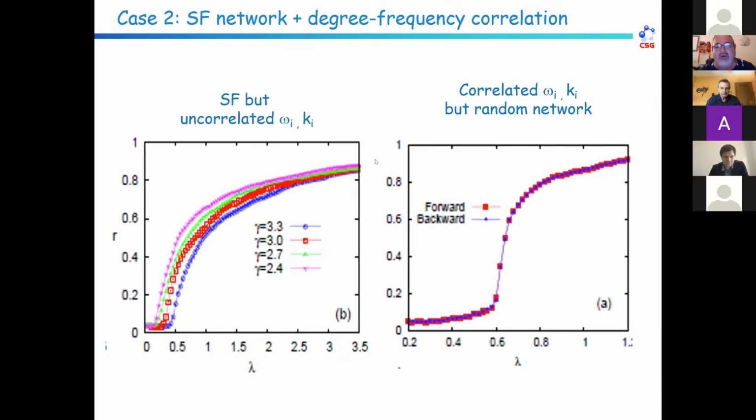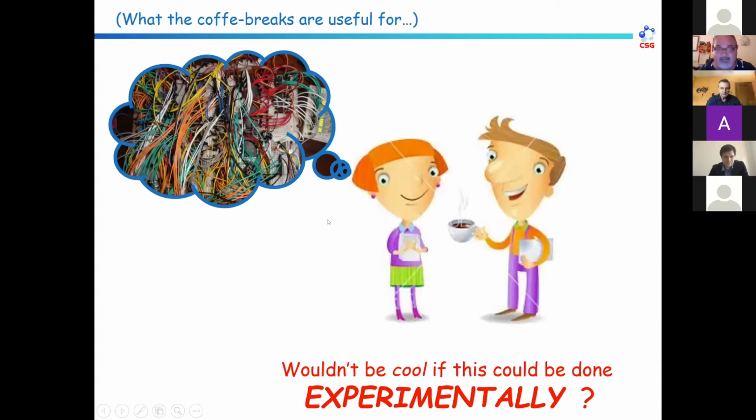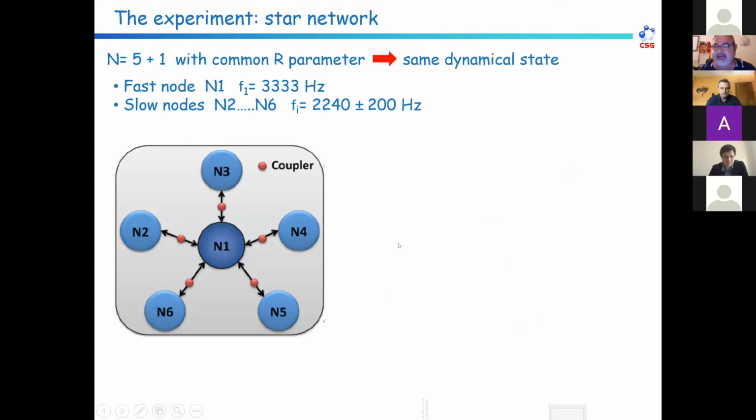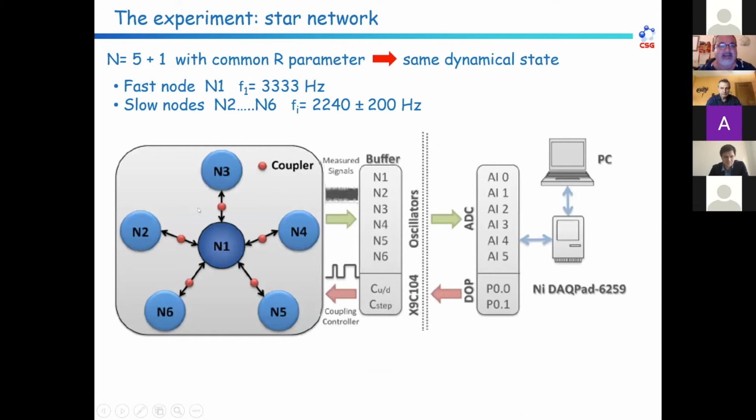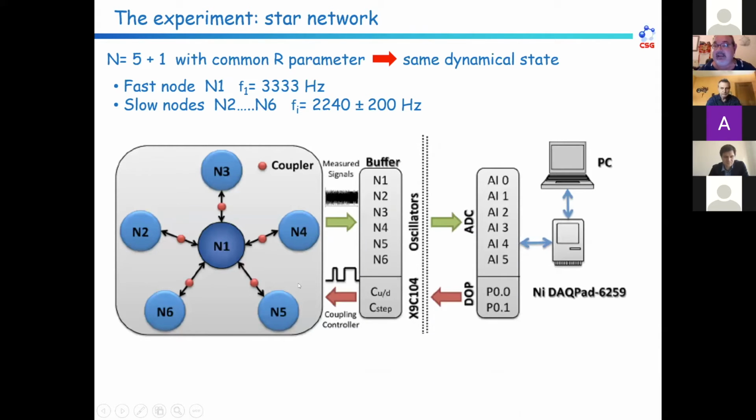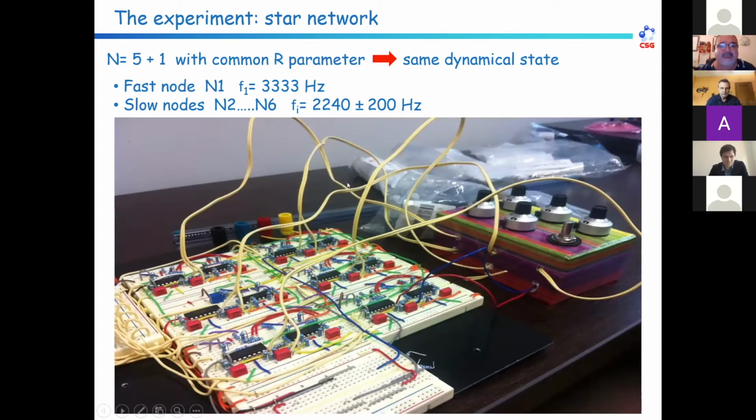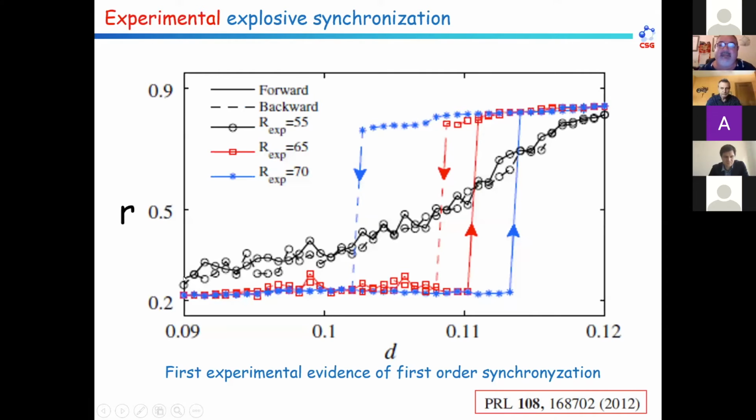Also, if you want to see it experimentally, we started reproducing this transition experimentally. We started with a very small network of electronic circuits, in which each circuit had a different frequency. But then when you couple them together, according to how you set the frequency, you can have a transition to synchronization. You see, this is the Kuramoto parameter. It goes from almost 0 to almost 1 in a continuous way, or in a discontinuous way, like the blue and the red curves that you see in this plot.